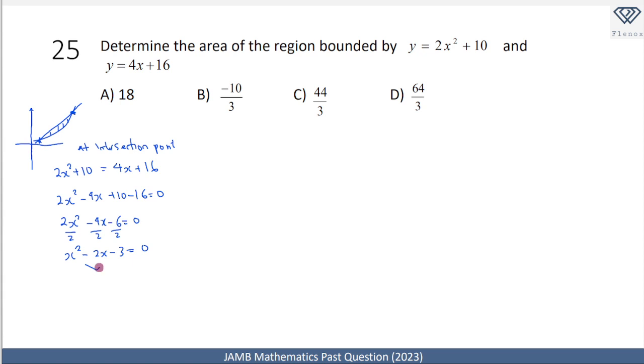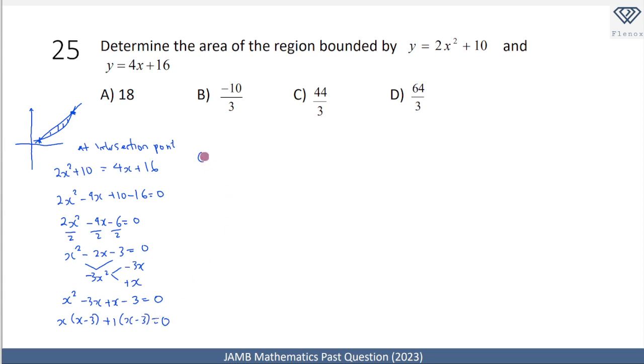Now I factorize because this is a quadratic equation. Multiplying this times this, I have minus 3x squared. What two numbers can I multiply together to get minus 3x squared, but when I sum them together, I get minus 2x? That becomes minus 3x and plus x. So I replace minus 2x with these two numbers, and I'm left with x squared minus 3x plus x minus 3 equals 0. Factorizing, you have x into bracket x minus 3, plus 1 into bracket x minus 3 equals 0.